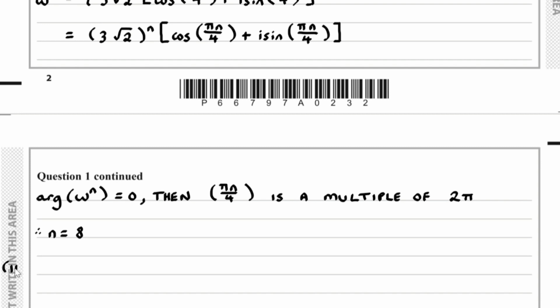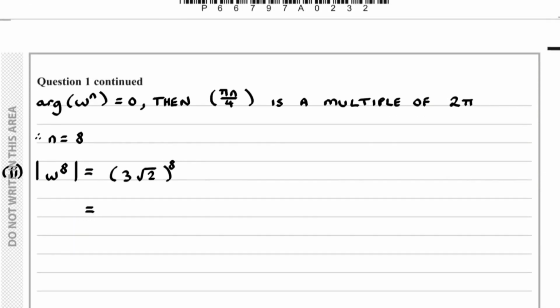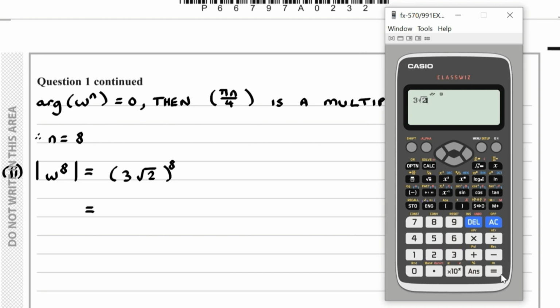And then the value of w to the power of 8 modded will equal 3 root 2 to the power of 8. And if we work this out, let's just use our calculator. We have 3 root 2 all to the power of 8, which is 104,976.